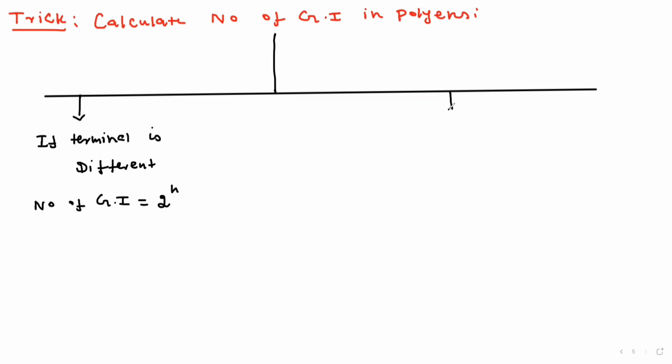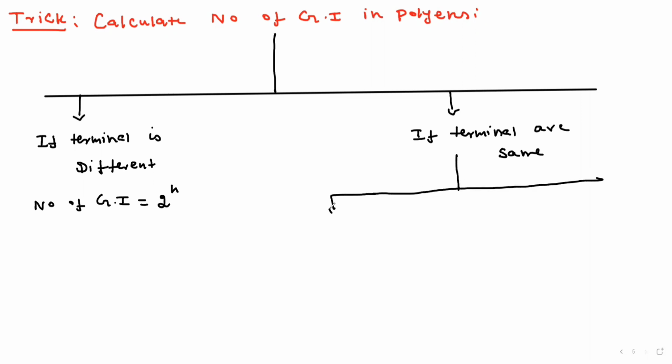If the terminals are different or the same, we can look at the double bond count. The number of double bonds can be even or odd. If the double bond count is even, which formula do we use? Please note the formula, very important. The number of GI equals 2 power n minus 1 plus 2 power n by 2 minus 1.